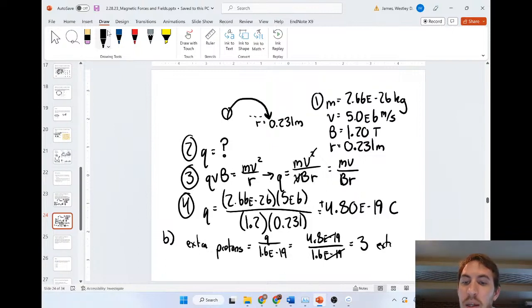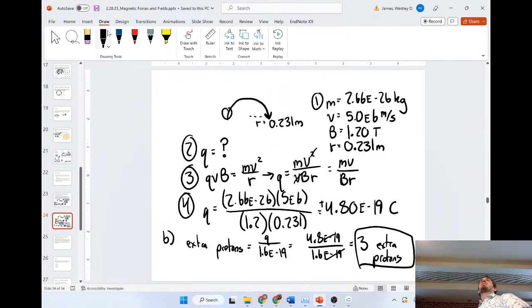It's really important that we don't think that an oxygen atom has 3 protons, because that would totally screw us up. 3 extra protons. Ta-da.